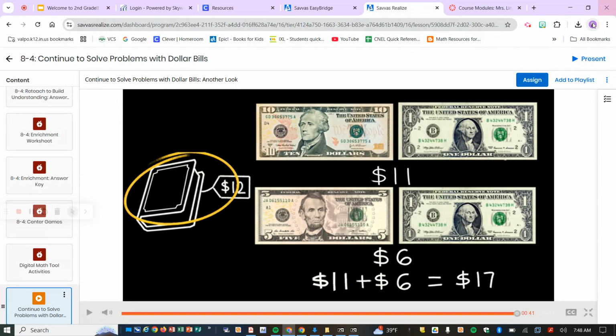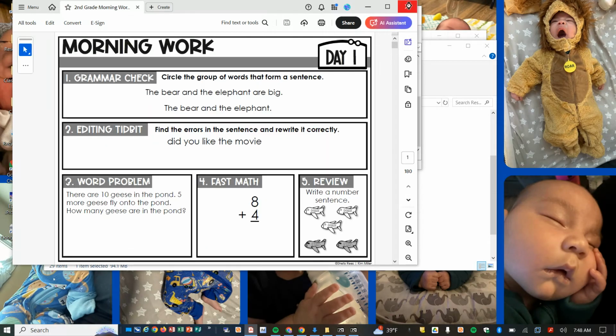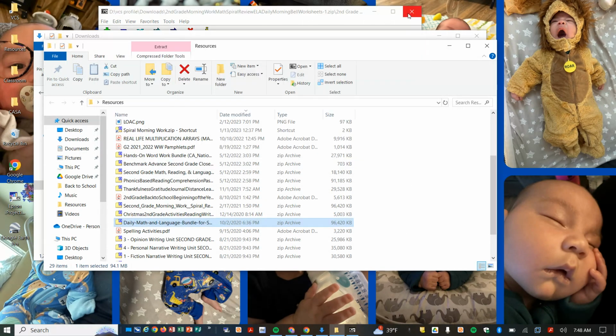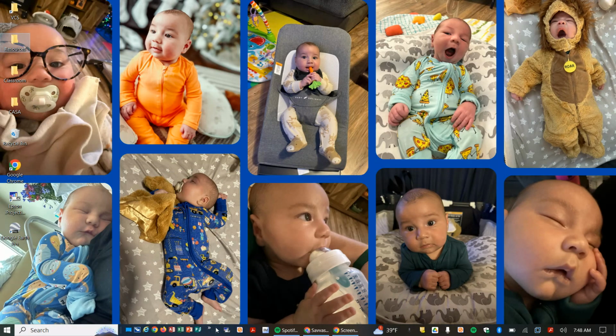Okay, please meet me on page 461 in your math book, 461. Let me close out of these things so I can get where I need to go. 461 is the page number.